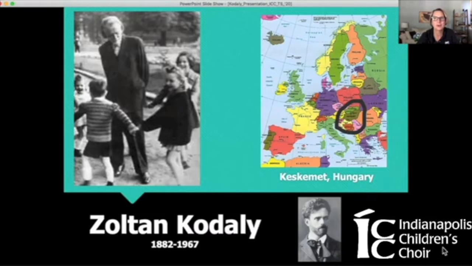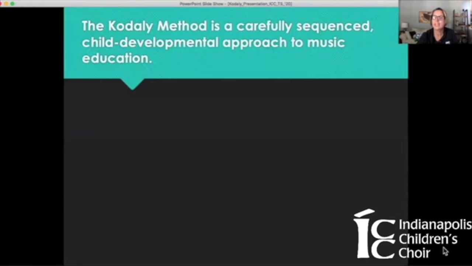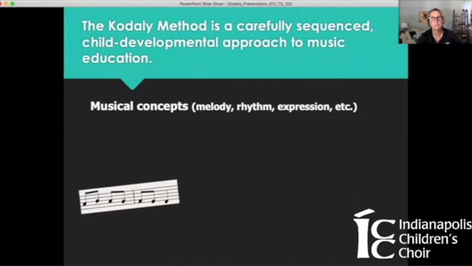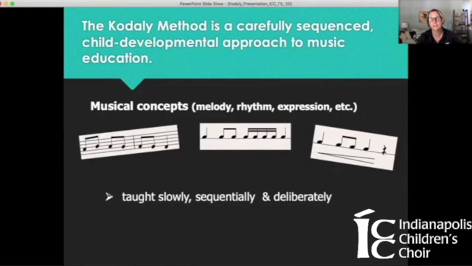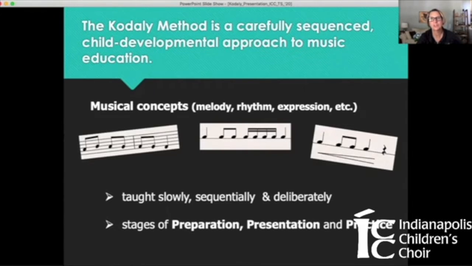So what is the Kodály method? Well, the Kodály method is a carefully sequenced child developmental approach to music education. And when we say child developmental, that's as opposed to a subject logic approach. Child developmental, it is taught in the way children learn. In this approach, musical concepts, melody, rhythm, expressive concepts, are taught slowly, deliberately, sequentially, and also logically, I should say, in 3 stages, that of preparation, presentation, and practice.